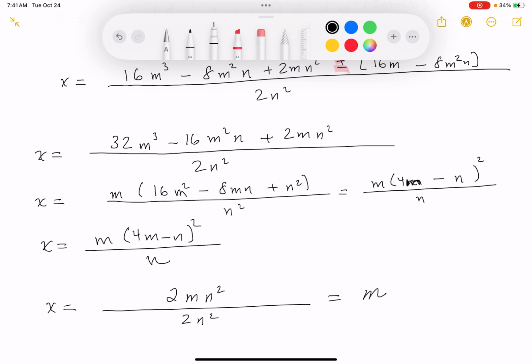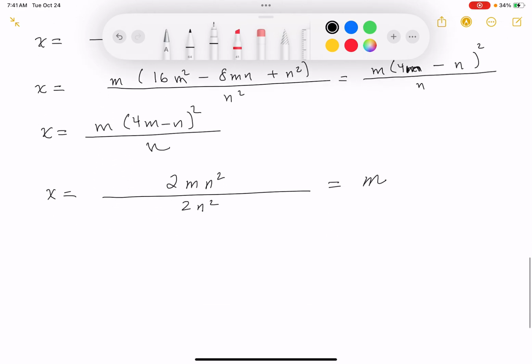That's incredible. All right? So we've got our answers over here. We solve for x, and x could be either m, or x could be (4m minus n) quantity squared over n. And we're done. This is a tough question, by the way. Thank you.